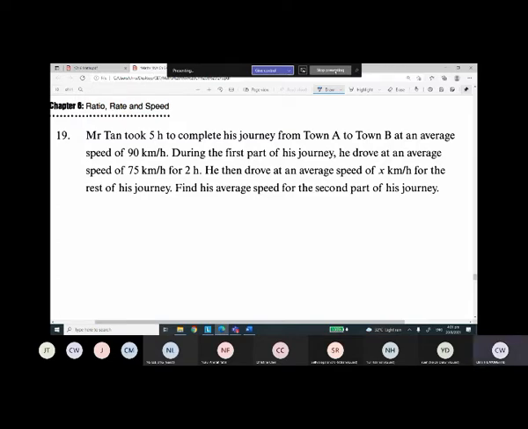Again, you must draw out. You don't draw, you can't see. I mean, if you try to do it without any drawing, you can't do it, okay? You have to make yourself understand the question by drawing out.